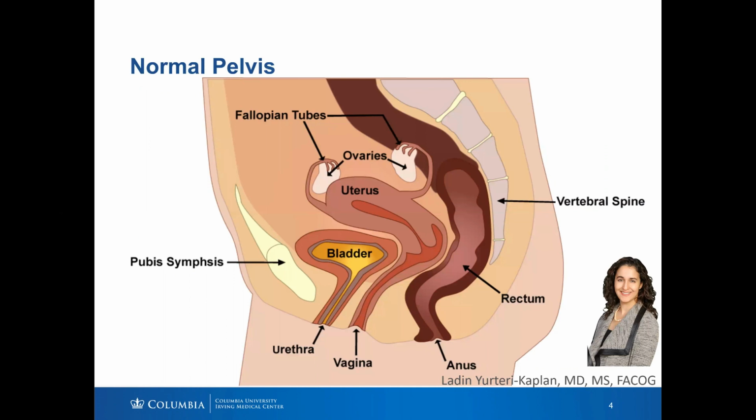This is a depiction of a normal pelvis. The woman is looking here to the left. This is the bladder, uterus, vagina, and rectum. Prolapse can occur in 3 different areas: along the anterior vaginal wall between the bladder and the vagina, at the top of the vagina here at the uterus, and along the posterior vaginal wall between the vagina and the rectum. Often, prolapse affects all 3 areas.